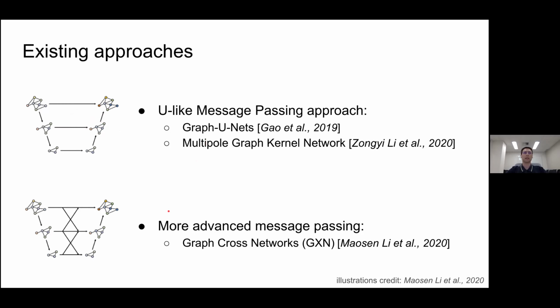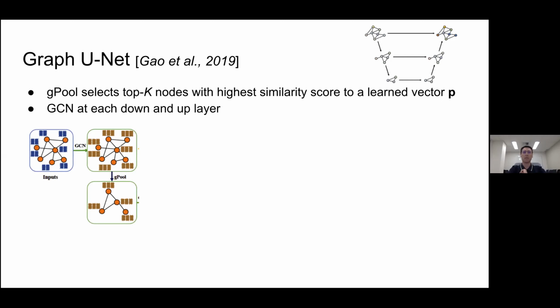And then recently, another variation or extension of this approach are Graph Cross Networks, where the information is passed in an even more complicated fashion, in a way that the information also combines the view of one step finer and one step coarser representation of the graph. So these approaches are the most related to the one that I'm going to talk about, so let me just talk about them briefly.